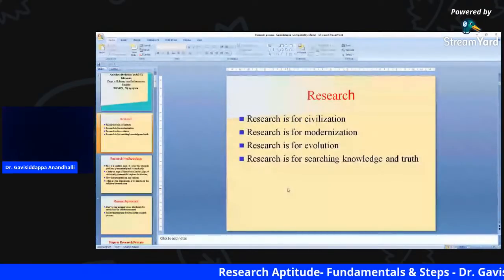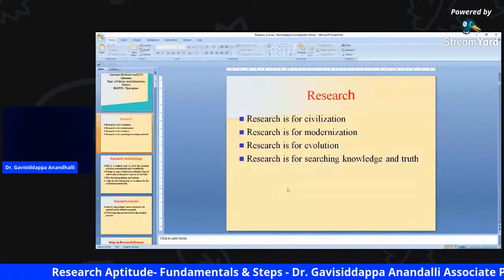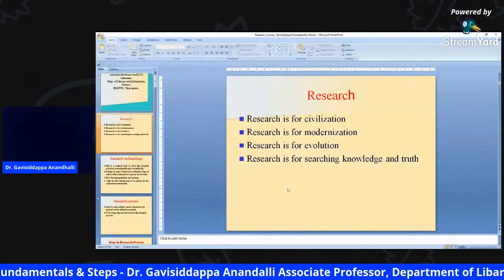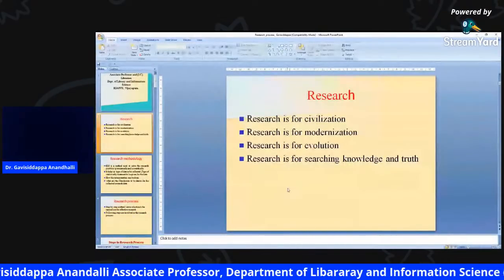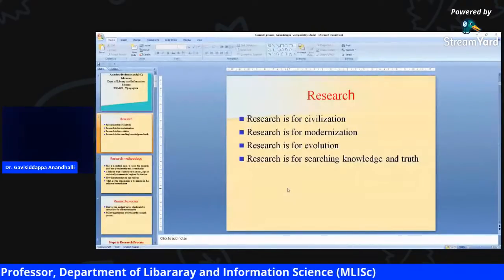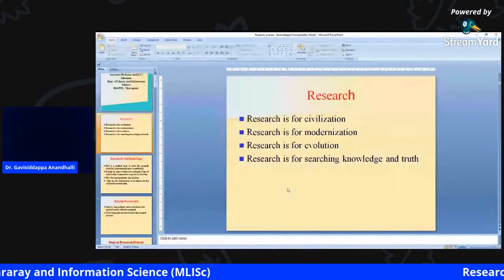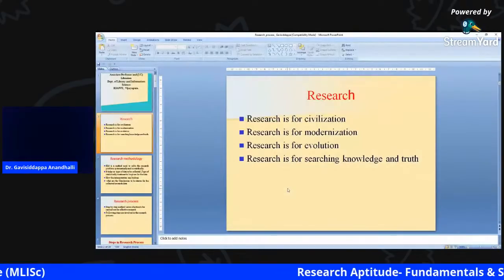Okay. Depending upon the nature of the problem, depending upon the situation, depending upon the characteristics of the problem, we have to carry out these steps in the research. Therefore, we should have knowledge of every step we have to follow, perform and execute in the research. So let us discuss one by one.